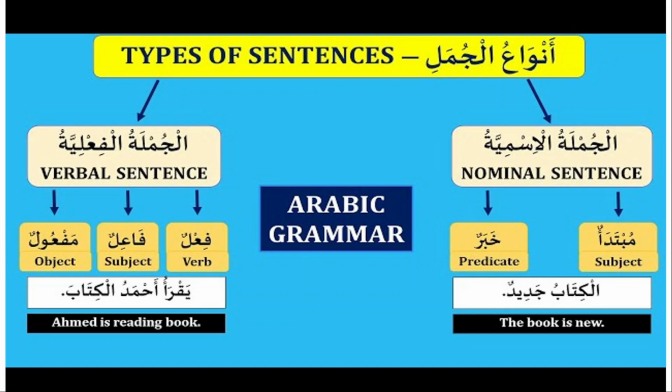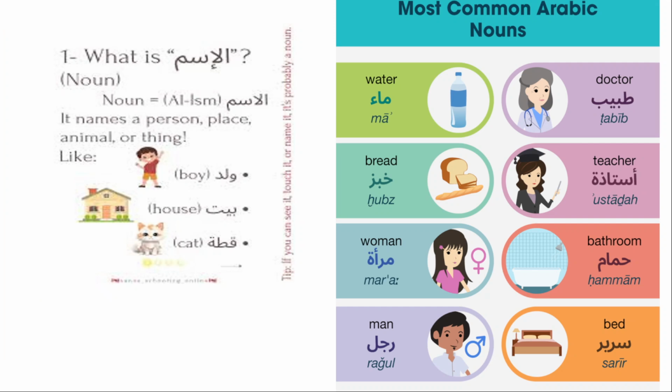types of sentence in Arabic. Okay. Moving on next with examples of ism. What is ism? Like I said, noun. We can say ism is noun. It contains names, places, animals, or things. For example, on the left hand side, if you see waladun, baitun, kittun, cat. Alright, waladun means boy, baitun means house, kittun means cat. On the right hand side, these are the most common Arabic nouns.